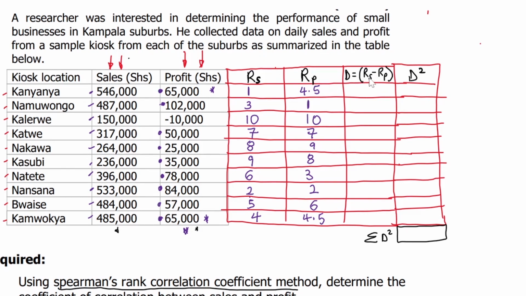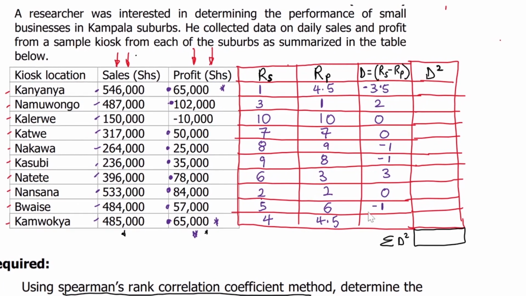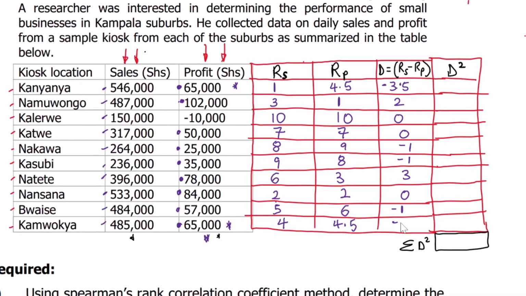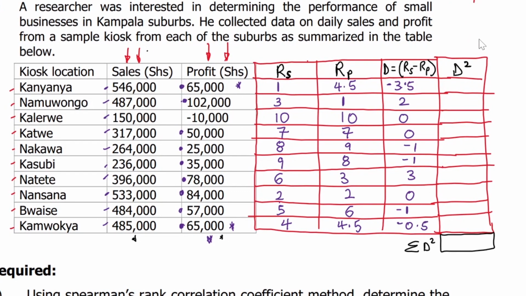So now the rest is just arithmetic. We start subtracting this minus that. 1 minus 4.5 is 3.5, and the 3.5 is a negative. 3 minus 1 is 2, 10 minus 10 is 0, this is also 0, 8 minus 9 is negative 1, 9 minus 8 is negative 1, 6 minus 3 is 3, 2 minus 2 is 0, 5 minus 6 is negative 1, 4 minus that is negative 0.5.